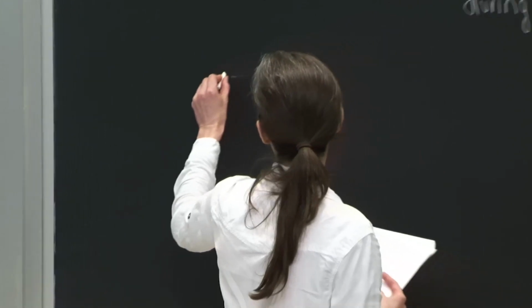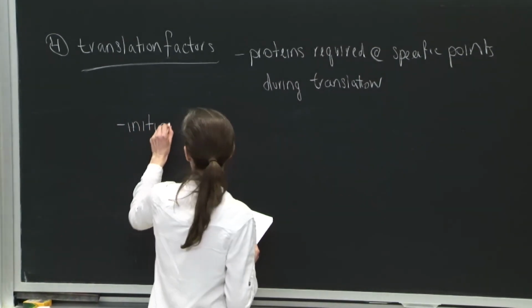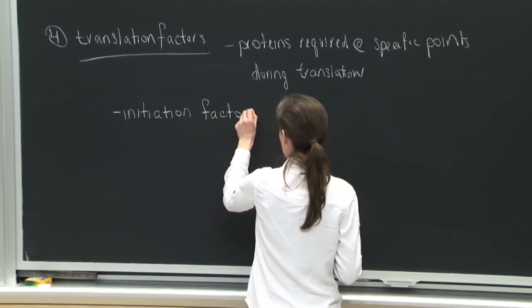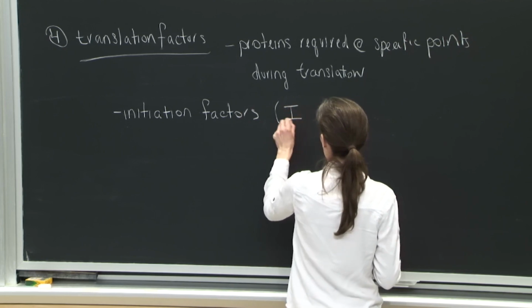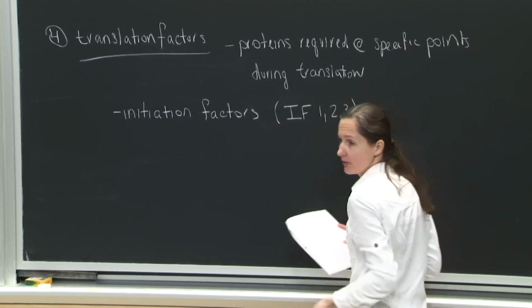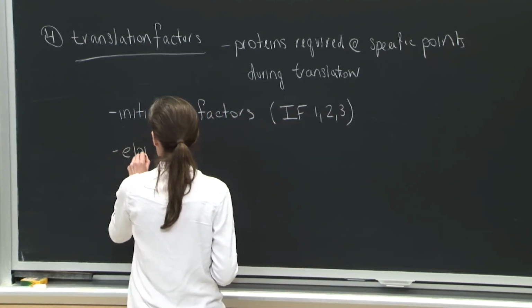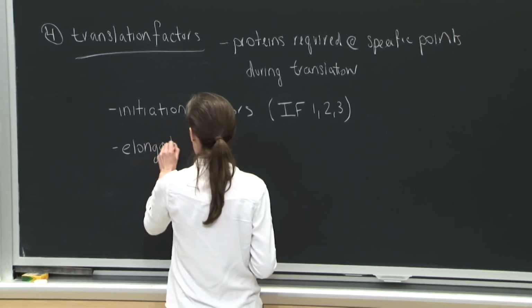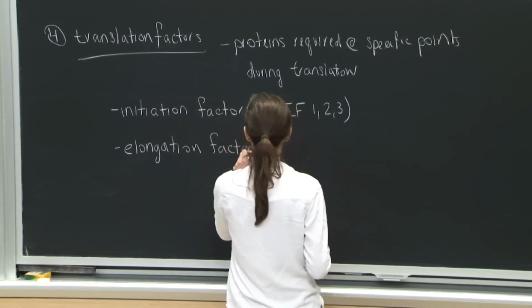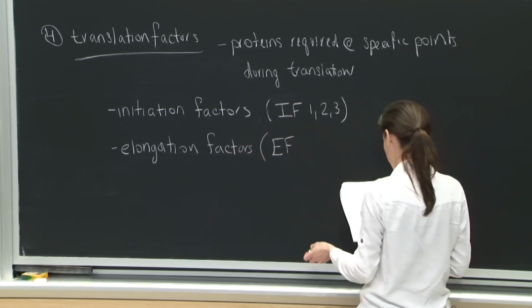So we have initiation factors that help with the process of initiation. And in prokaryotes, we have initiation factors 1, 2, and 3. So 3 translation factors that help. During elongation, so the process of making the peptide bond, there are elongation factors. EF for elongation factor, IF for initiation factor.